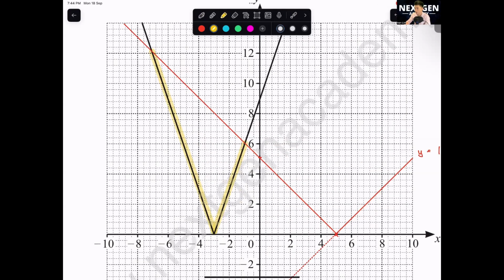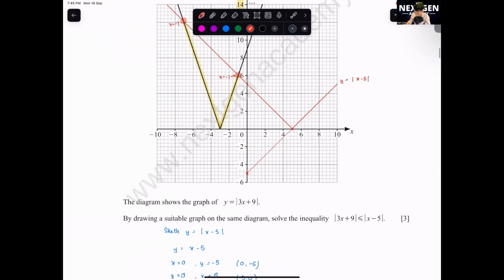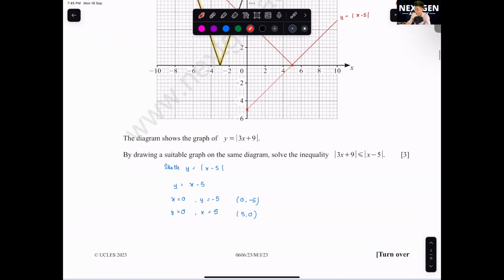Okay, so now the next thing we want to do, we read the points of intersection. Okay, what's this point of intersection? Okay, don't roughly estimate. It needs to be a nice value. Based on my graph, it will be x equals negative 1, and then x equals negative 7. Negative 1 and negative 7. Okay, don't roughly estimate it. You need to read it accurately. Okay, then in between both of them, that will be the answer. So my final answer will be negative 7 less than or equal to x less than or equal to negative 1.